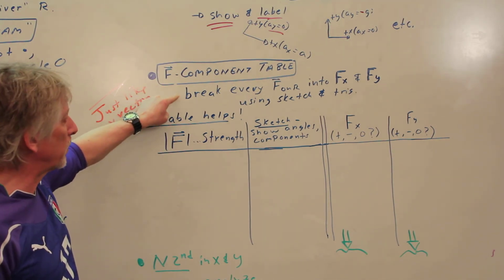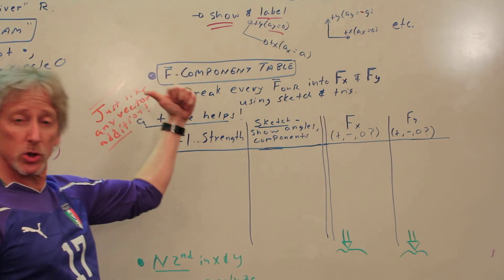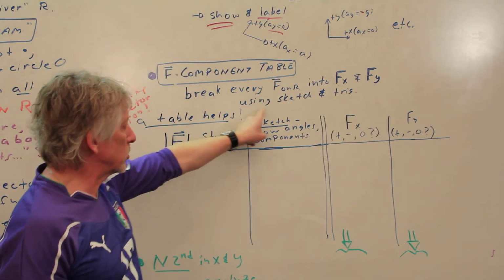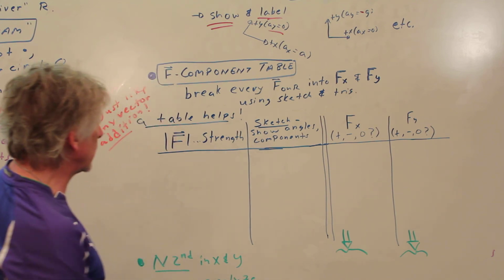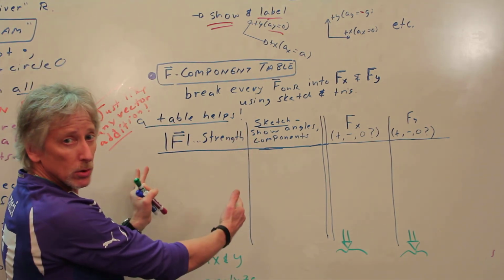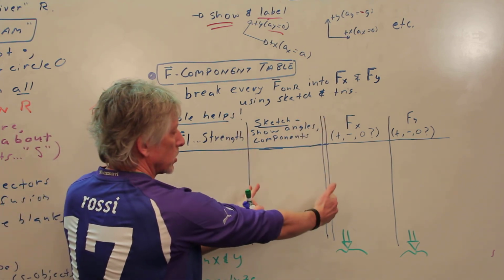Force component table: break every force that we showed into x and y components. Use your sketch and your trig. So how do you do it? Polar form is the amount, or magnitude also called, and the direction, the arrow.